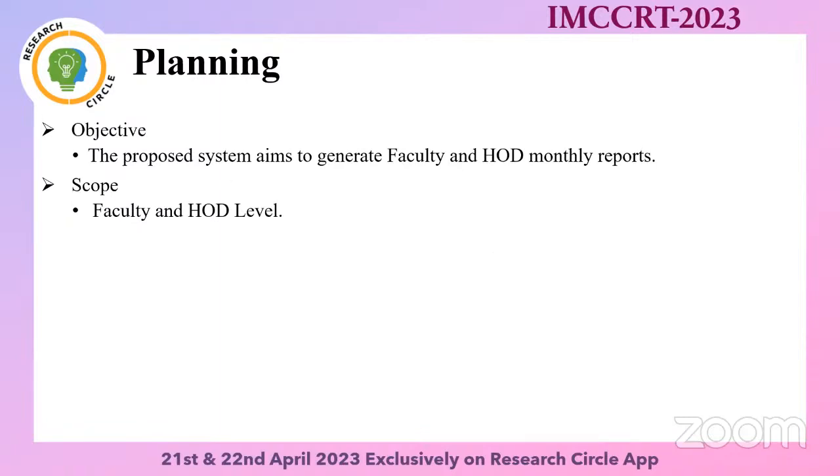The main objective of this faculty portal system is to generate the faculty report as well as the HOD report. The scope of this project is only for faculty and HOD level. Some of the higher authorities are also there in the college. At that time, credentials are only given up to faculty and HOD level.